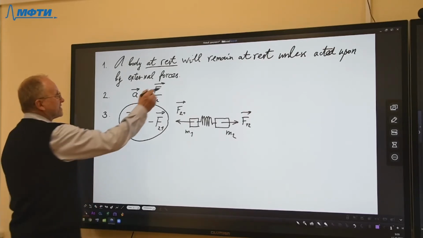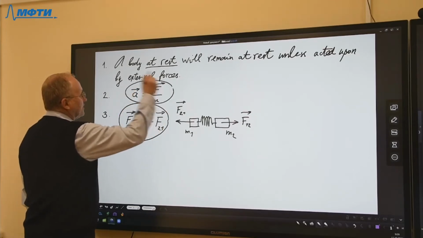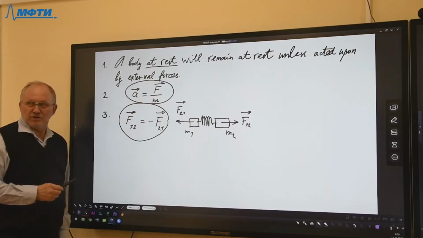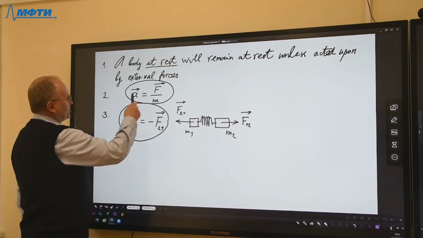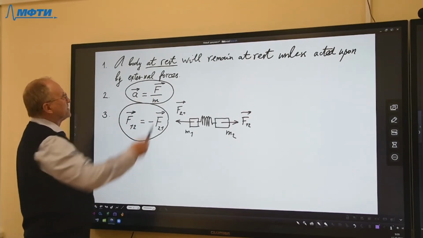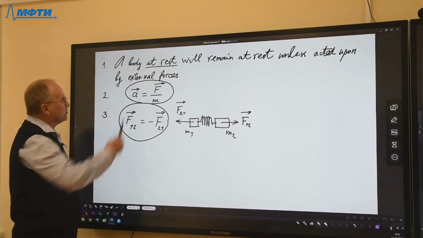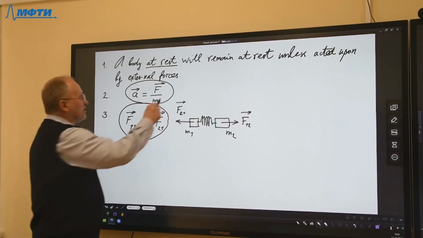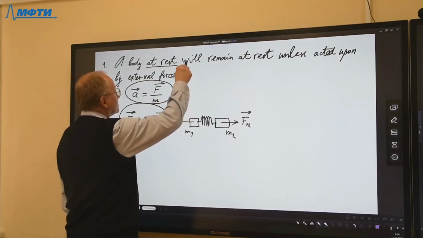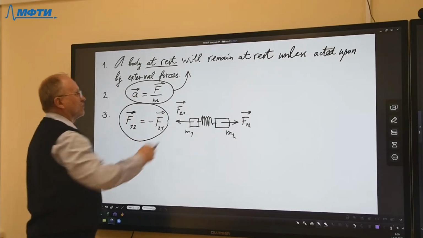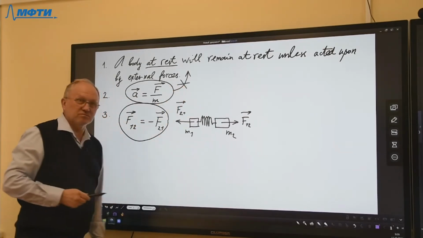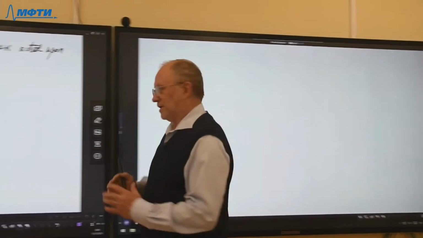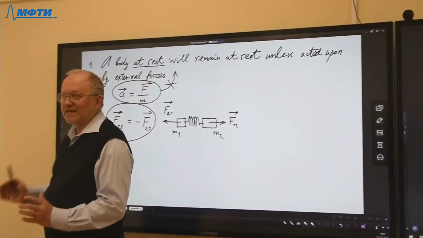Well, if you look at the second Newton's law, you can easily understand that the acceleration will be 0 if the force is 0. So, if there are no forces, then acceleration is 0. It seems to be the same as the first law. At first sight, it seems that the first law follows from the second law, but that is not absolutely true. No. The first law is a separate law. It has a very important meaning in itself.